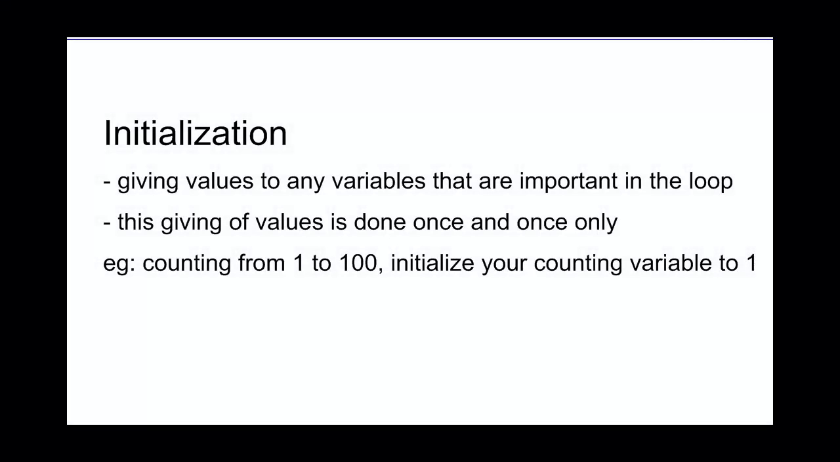So let's look at the very first part. It's called initialization, and every loop will have this. It's where we give values to any variables that are important in the loop. A lot of times we have one variable, what we call a counter variable, controlling the loop, and we give it an initialized value at the very start, once and once only. So for example, when counting from 1 to 100, we initialize the counting variable to be 1, so that it's ready to count up in the body.